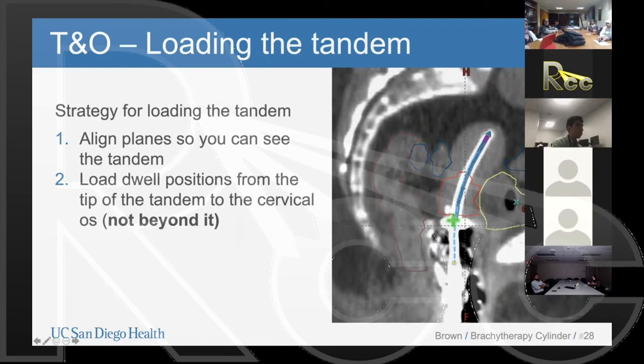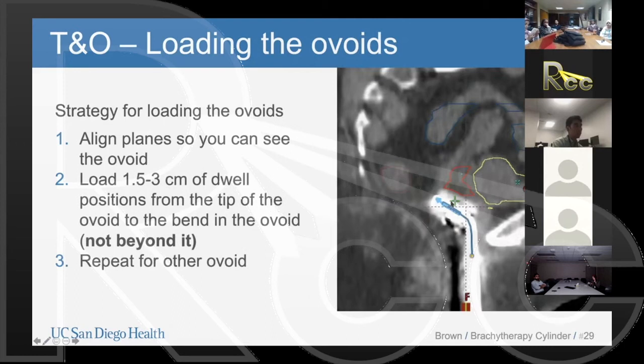So again, in the sagittal plane, we can see our full tandem, and then we're going to load our dwell positions. Typically we're going to want to load right to the tip of the tandem and never past the cervical os, in this case represented by the flange. And we'll just go ahead and put positions in there until we fill up the entire tandem. For the ovoids, we're going to load 1.5 to 3 centimeters of dwell positions depending on the size of the ovoid, and we're going to typically load right to the tip.